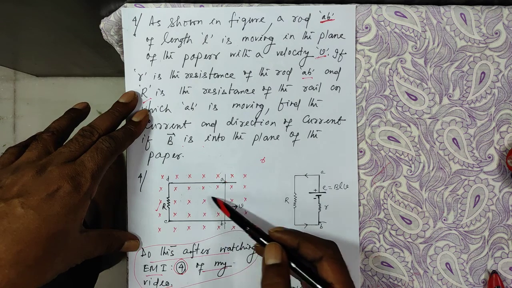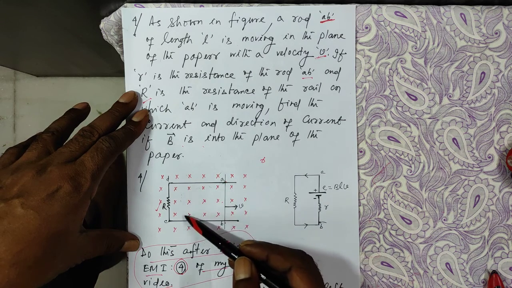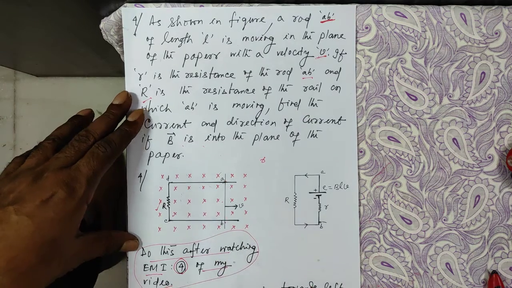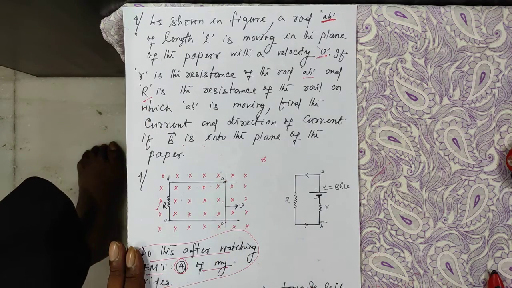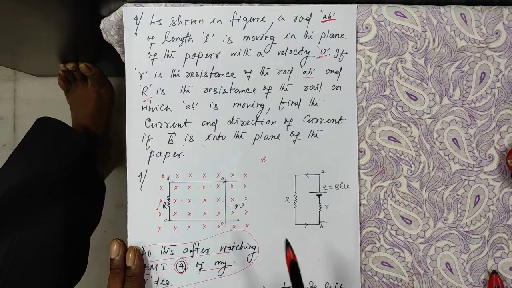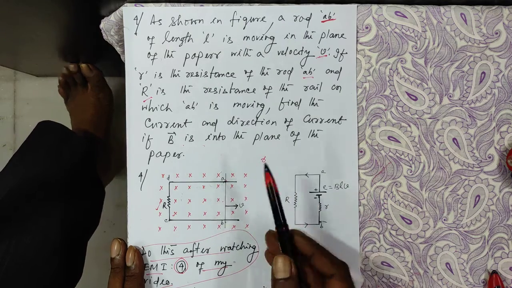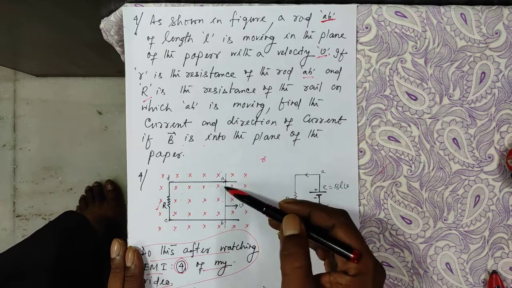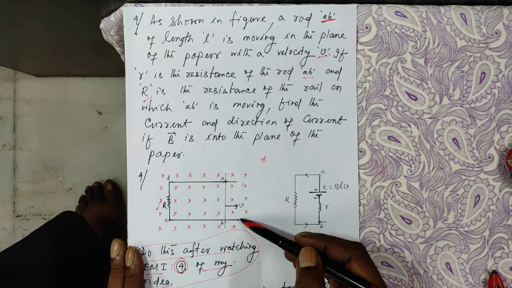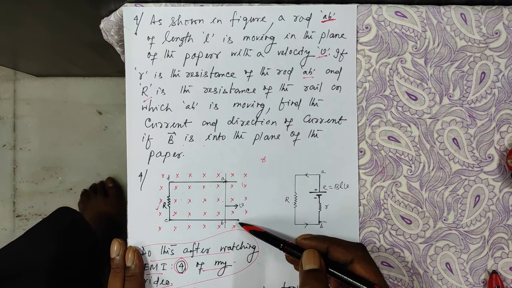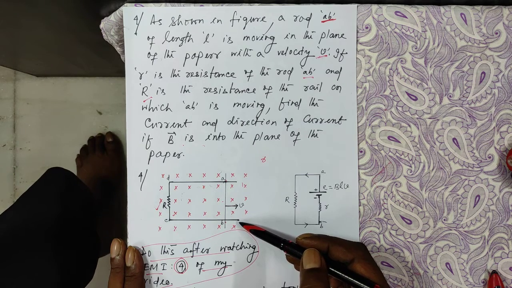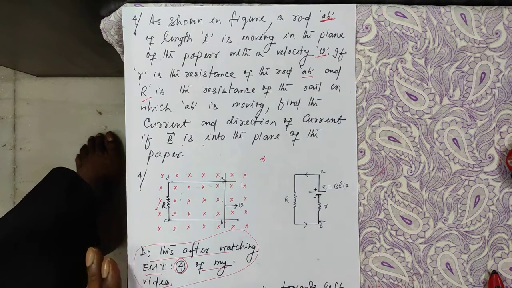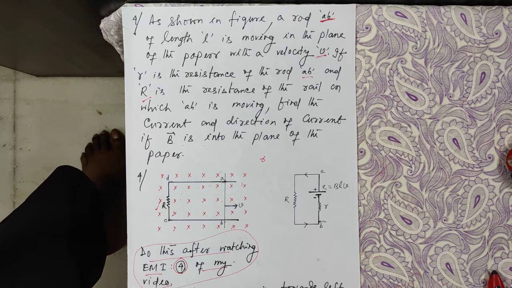1, 2, 3, 4. 4 into 3, 12 lines of force are passing through this area. Now, if the rod AB is moving to this side, suppose AB is now here, then the number of lines of force passing through the area increases. Means there is a change of flux. So since there is a change of flux, there will be EMF.